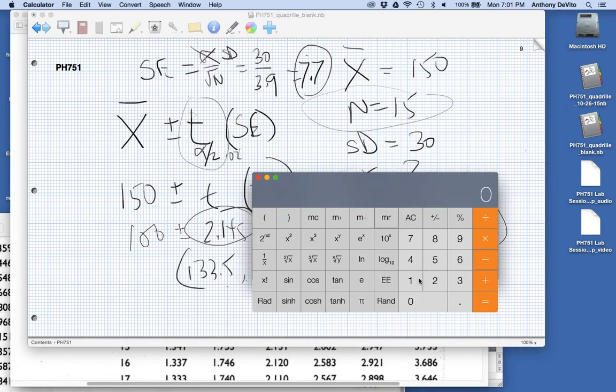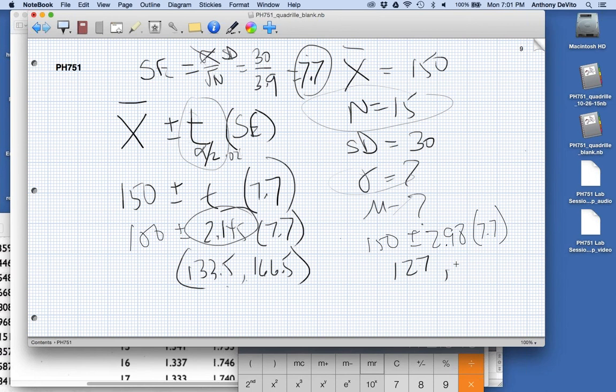And 150 plus my margin of error. It's going to be 173.